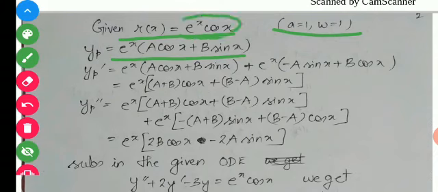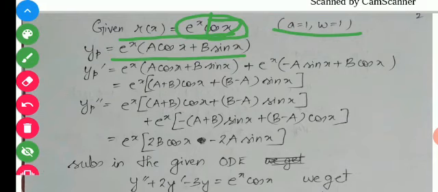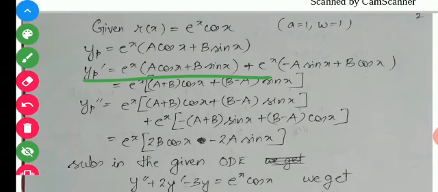If your r of x is e raised to x into cos omega x, your yp should be e raised to x into, instead of cos x, you take it as a cos x plus b sin x. Now you find its two derivatives, yp dash and yp double dash. That has been done here. So yp dash comes out to be, first I am taking derivative of e raised to x, that is written here, then into second term. Next we will be writing e raised to x into derivative of this term, that is what is written here.